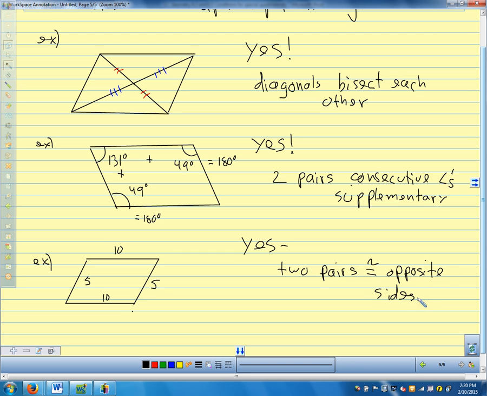So these are the kinds of problems that we would use this information for. Like I said, not always is the problem just to decide if it's a parallelogram, but then maybe to use the idea that it's a parallelogram to figure some other things out that the problem might be asking. But this is how we can decide if a quadrilateral is a parallelogram. All right, questions?